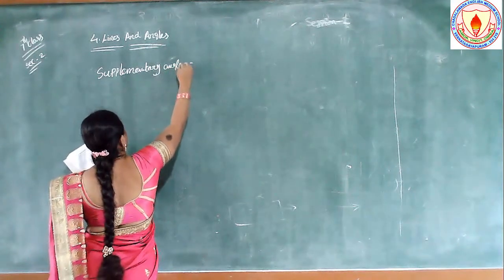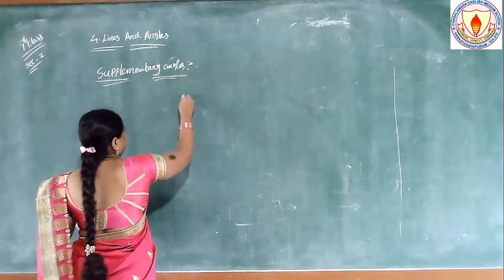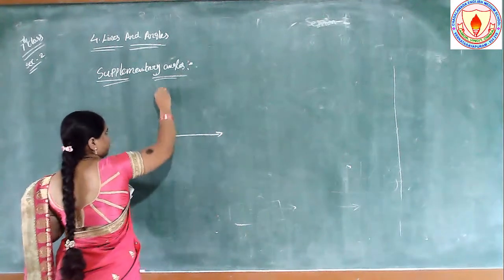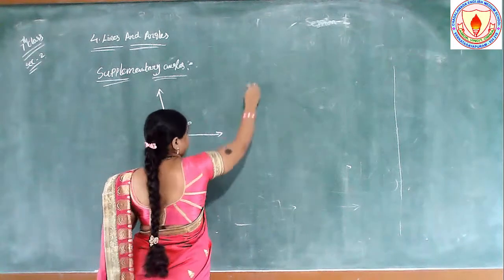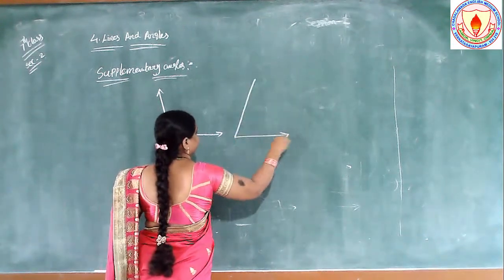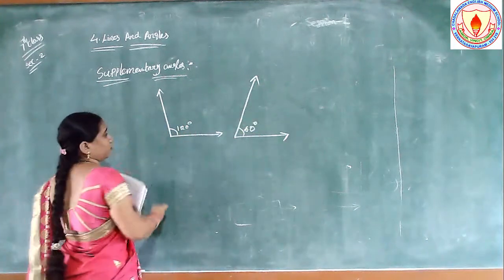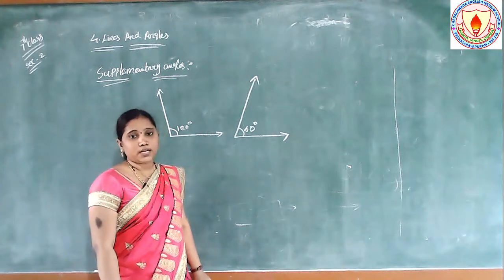Supplementary angles. What do supplementary angles mean? Let's draw an example here. One angle is 120 degrees, another one is 60 degrees. When we observe the two angles, one is 120 and the other is 60.